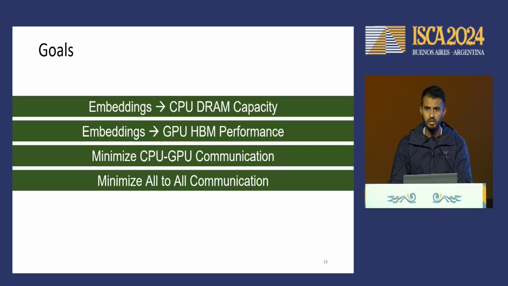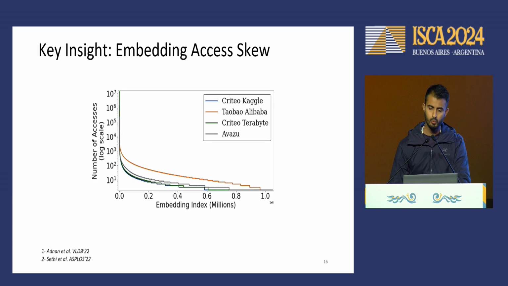We need a way to minimize the embedding communication for effective utilization of expensive GPU resources and to reduce the GPU idle time. And we want to actually achieve HBM execution for embedding operations especially. To achieve these goals, we utilize certain key insights. One insight that we exploit is embedding access skew. As our prior work also observed, embedding access is usually skewed towards certain embeddings that have much higher access frequency, and that results in this kind of power law curve.